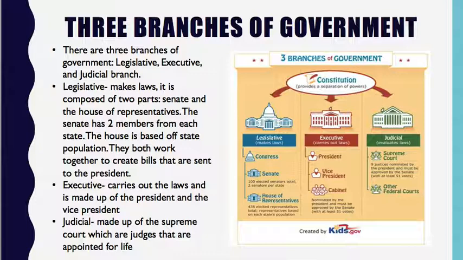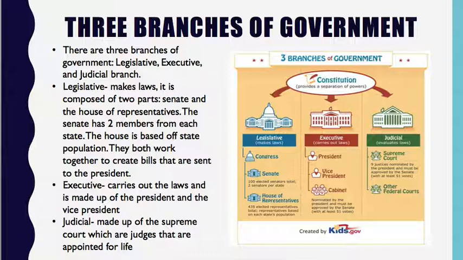The House is based off of our states. The House of Representatives is based off of the state's population. So, for example, California has 55 representatives because they have a much larger state than Alabama, who only has just a few representatives. So that one is based off of our state's population. And both of these will work together to create bills that will be sent to the president eventually.